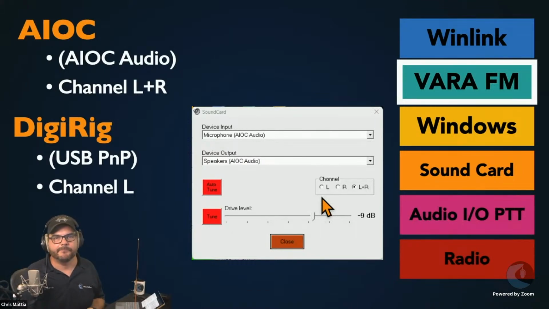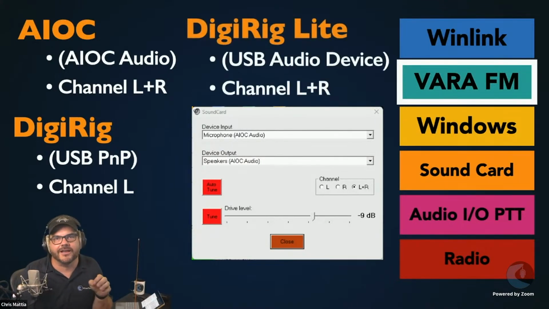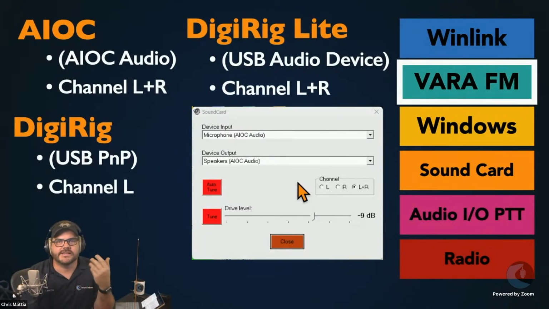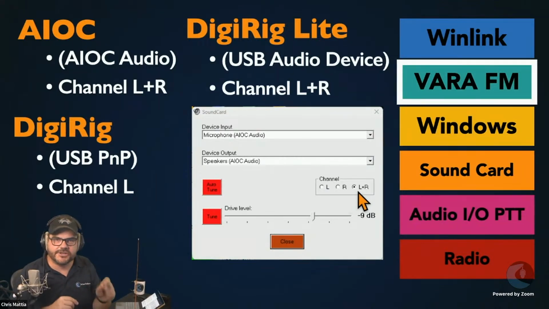Now, if you're using the DigiRig Lite, then what you select here in the audio input and output, in the parentheses, it's going to say USB audio device. Those are the ones you're going to select. And once again, for the DigiRig Lite, you'll select the left and right audio. All of these are dependent on the chipset that's used inside of the device that the manufacturer chose to include, and that determines how they're going to function. So that's the settings there.